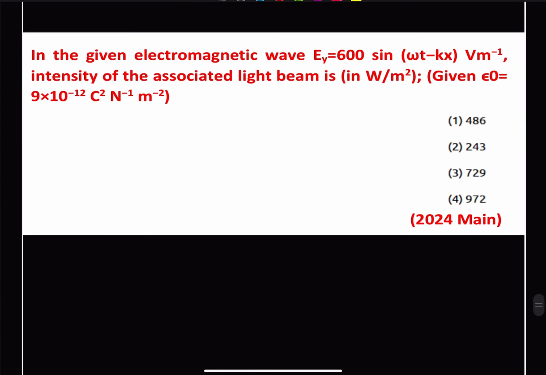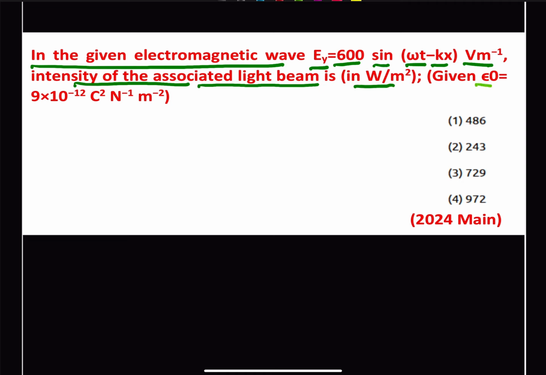It states that in the given EM wave, E_y is 600 sin(ωt − kx) volt per meter. The intensity of the associated light beam is in watt per meter square, given that epsilon naught is 9 × 10^-12. So this is directly based on the formula. We know that the intensity of an EM wave is given as 1/2 c ε₀ E₀².